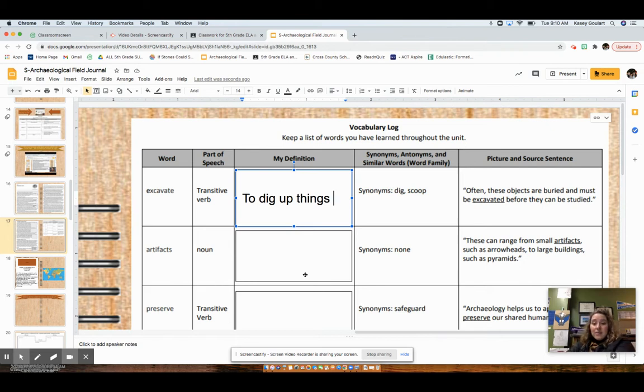All right, synonyms, dig, scoop, we knew that. Picture and source sentence. Often these objects are buried and must be excavated before they can be studied. If this sentence is given to you, you're going to have to understand what excavated means. What's excavate mean? To dig up. So every day we're going to do another vocab strategy that works with this.